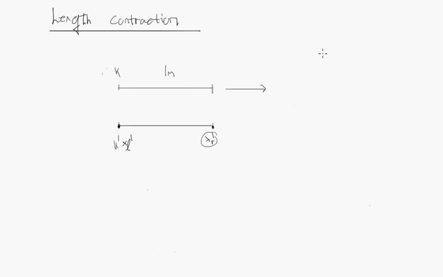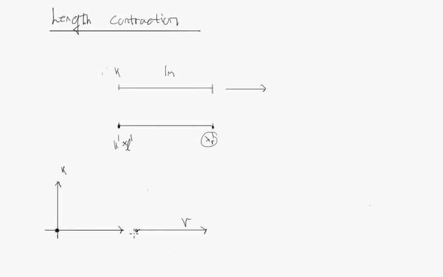Length contraction is a result of special relativity, the second postulate that the speed of light is constant. So in an earlier video we talked about coordinate transforms. If we have Alice here in the K frame, and then we have Bob, they both start at t equals 0, and Bob is moving to the right with a velocity v.